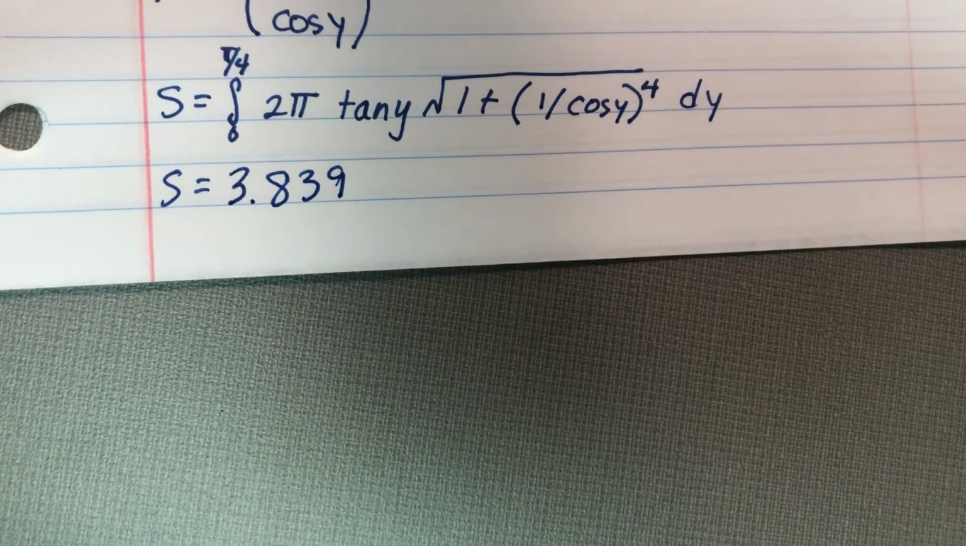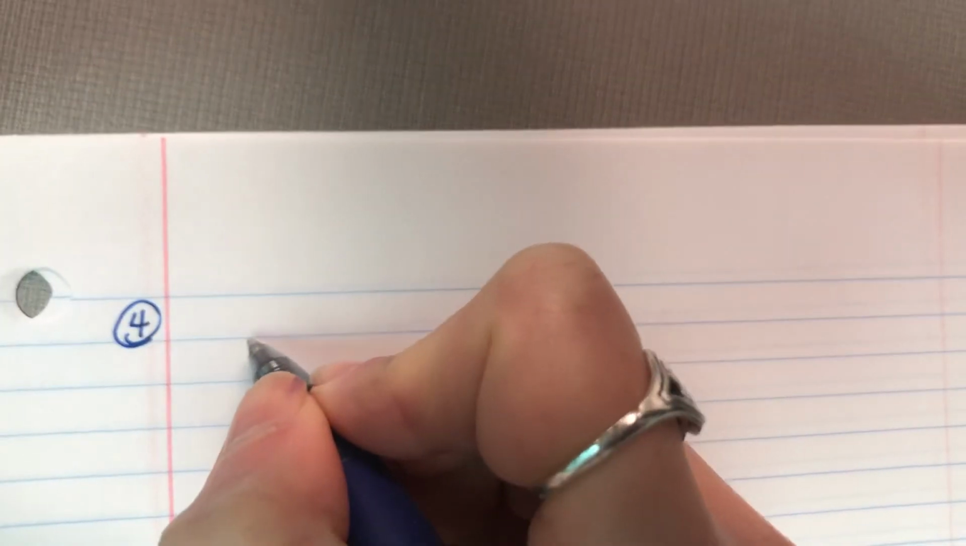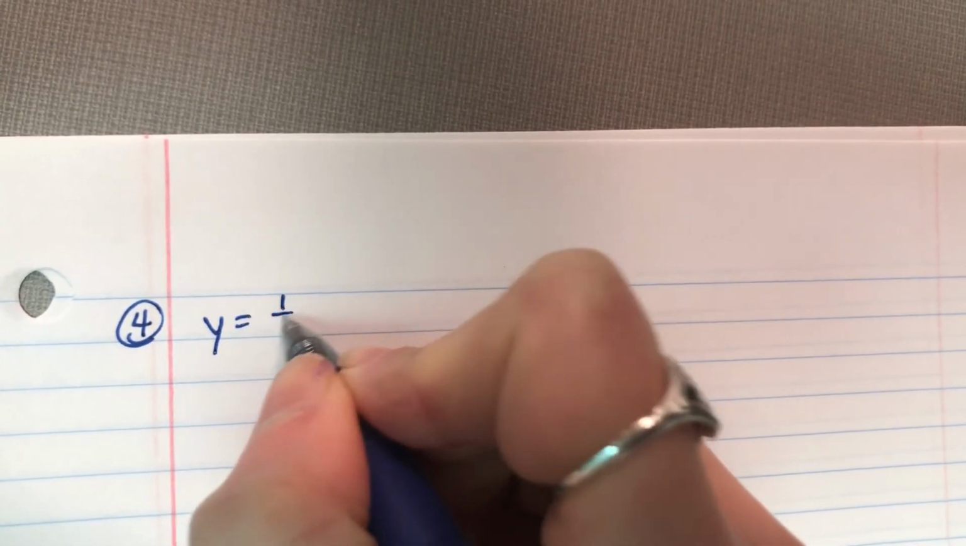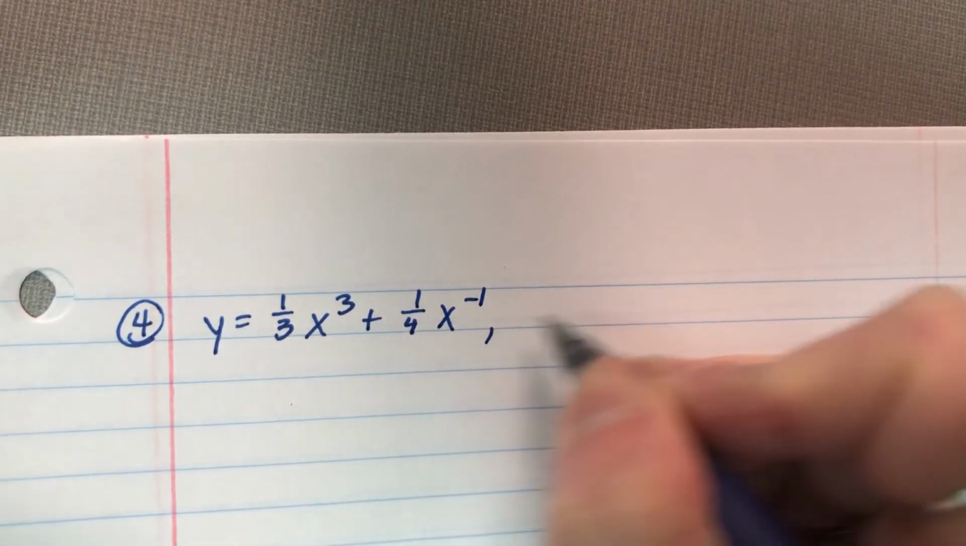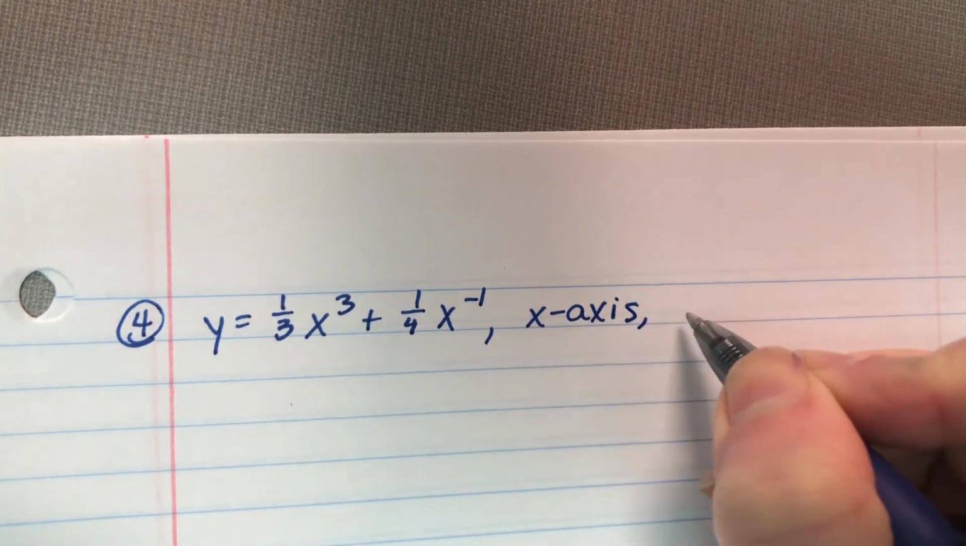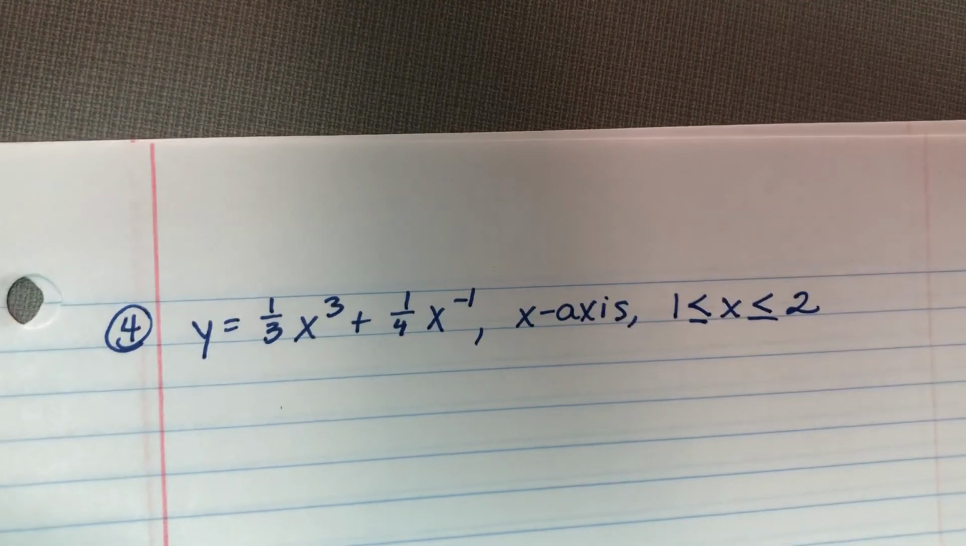Okay, we just have one more example today. Nice, easy, short lesson. I would like you to pause your video after I put this one down and give this one a try on your own, then check to see if you get it right. For number 4, we have y equals 1/3 x cubed plus 1/4 x to the negative first. We're revolving around the x-axis, and we have 1 less than or equal to x less than or equal to 2. X values ranging from 1 to 2. So please pause your video, see if you can determine the surface area of this solid of revolution, and then push play to see if you got it right.